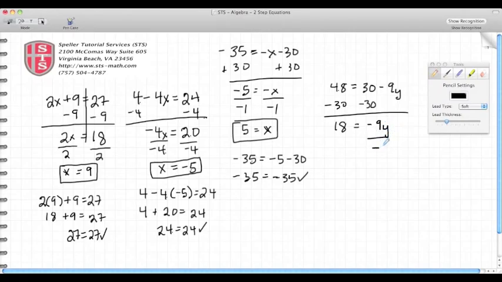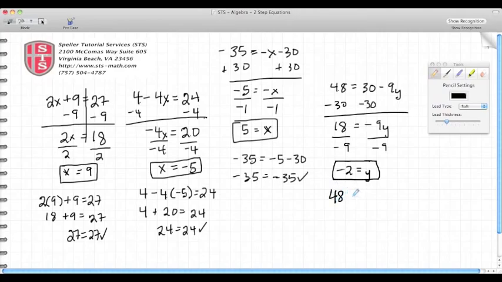My coefficient cannot be negative, and it cannot be a number other than 1, so I divide both sides by negative 9. 18 divided by negative 9 gives me a negative 2, and negative 9 divided by negative 9 leaves me with y. So I have y is equal to negative 2.